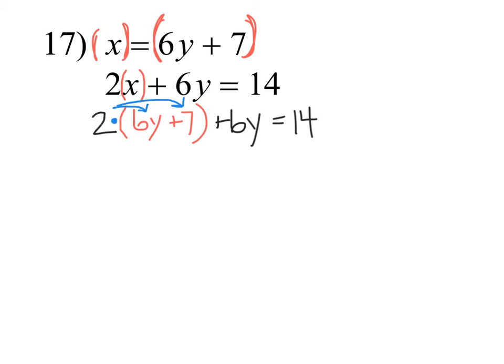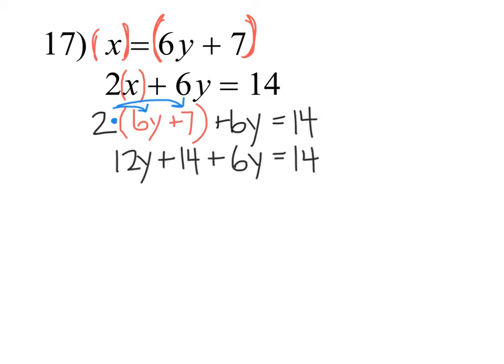Well, 2 times 6y is 12y, because 2 times 6 is 12, and I can't leave the y off. And 2 times 7 is positive 14. I'm going to add my 6y that's still there, and that equals 14.